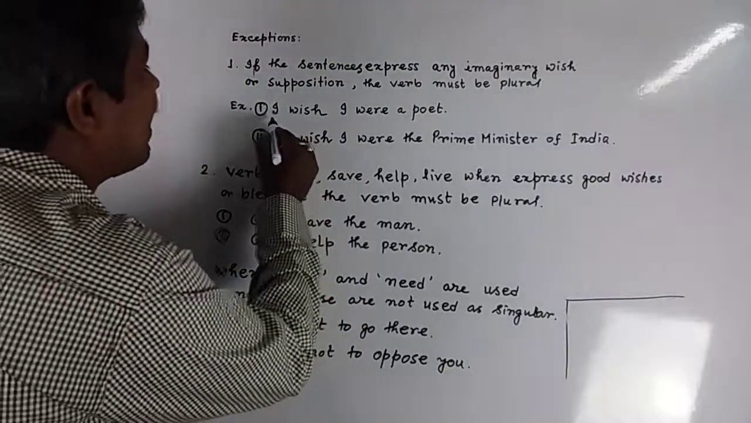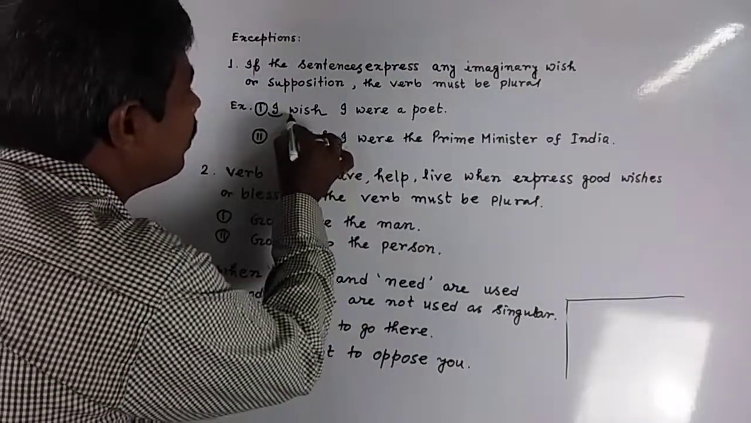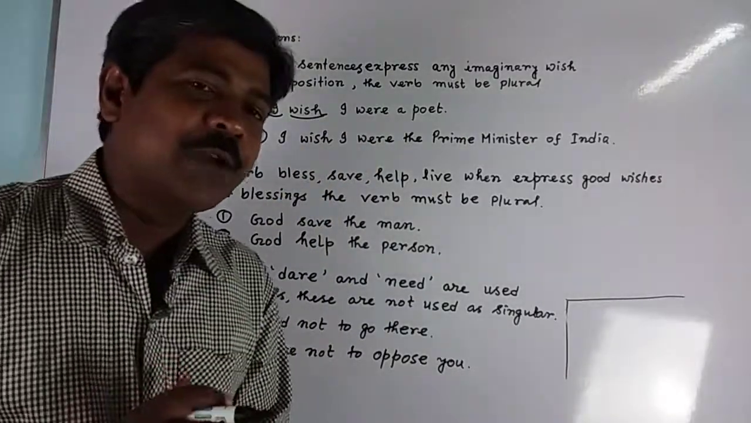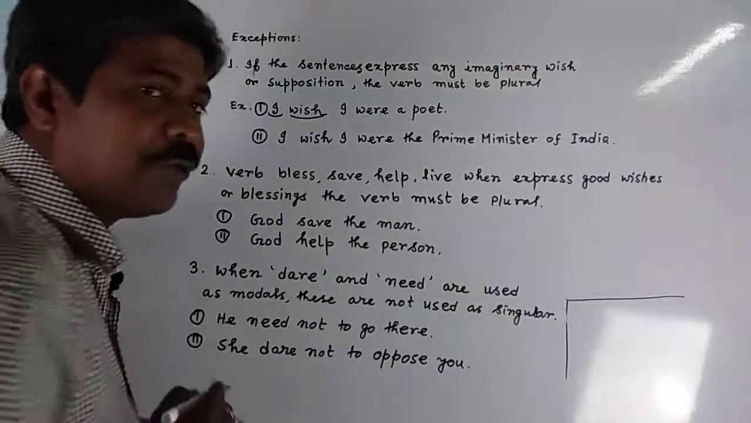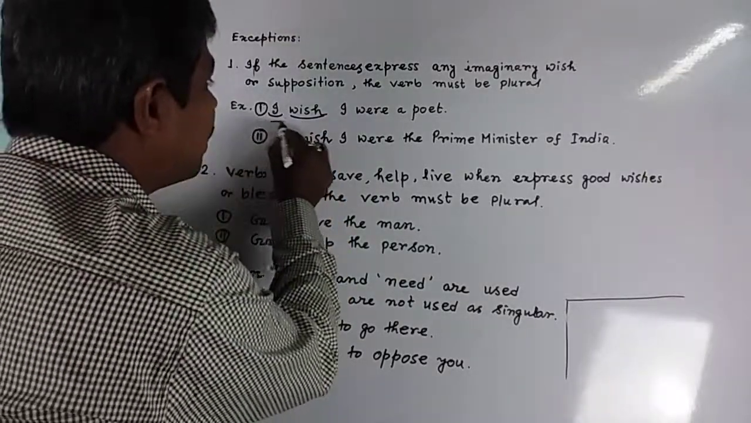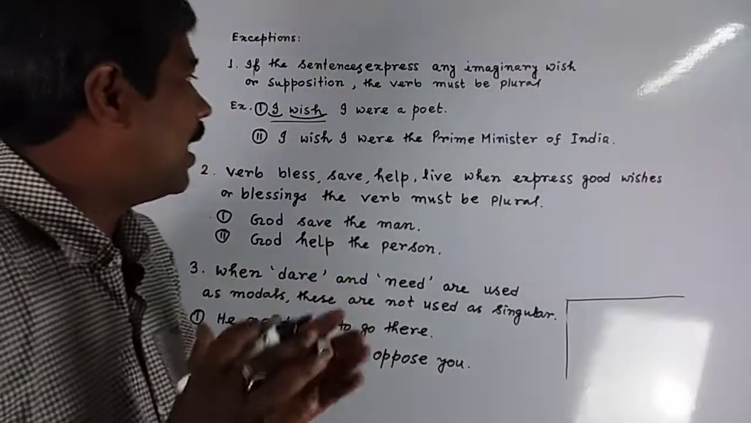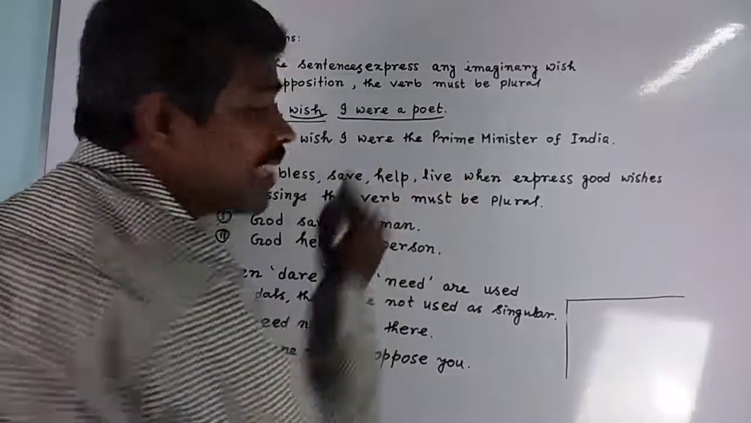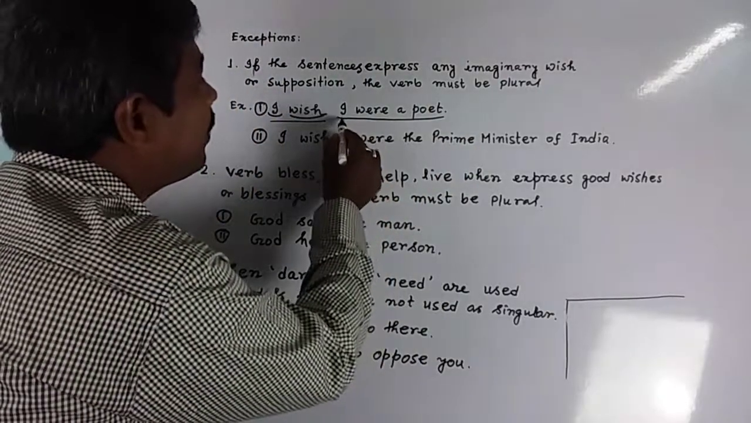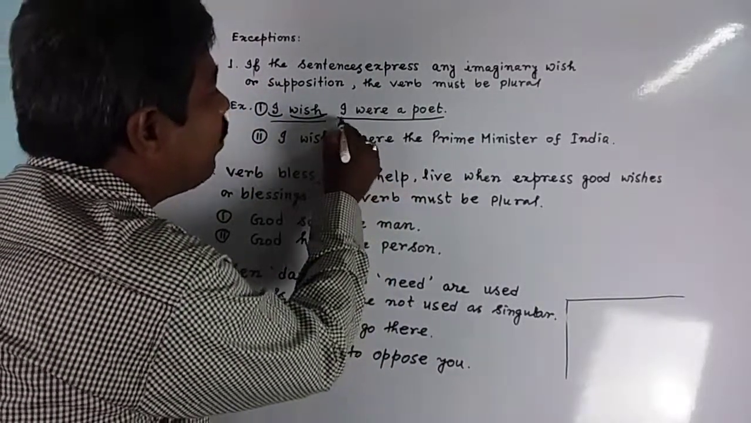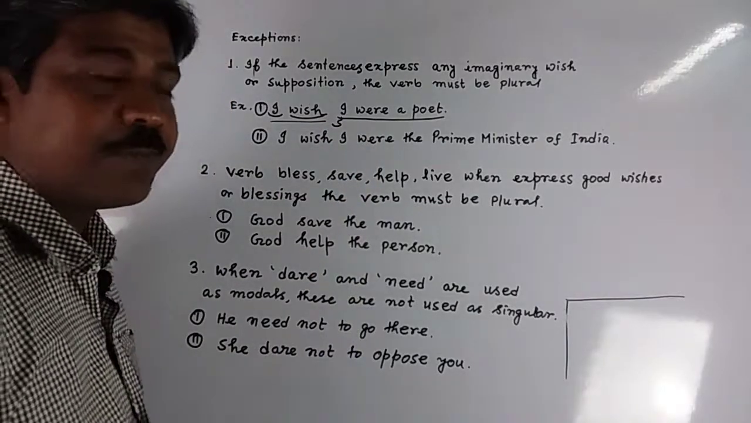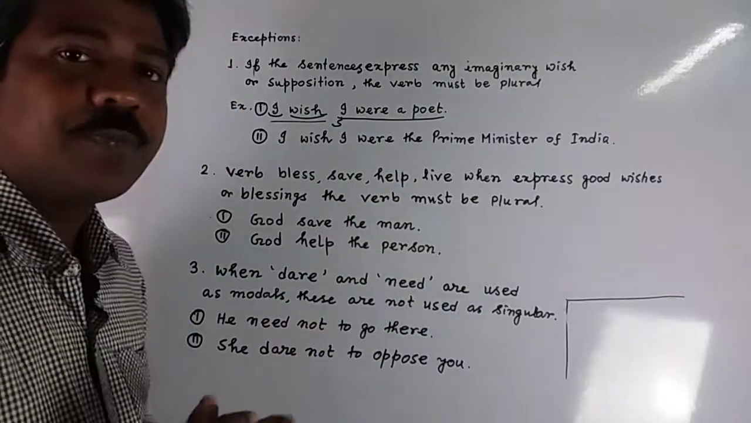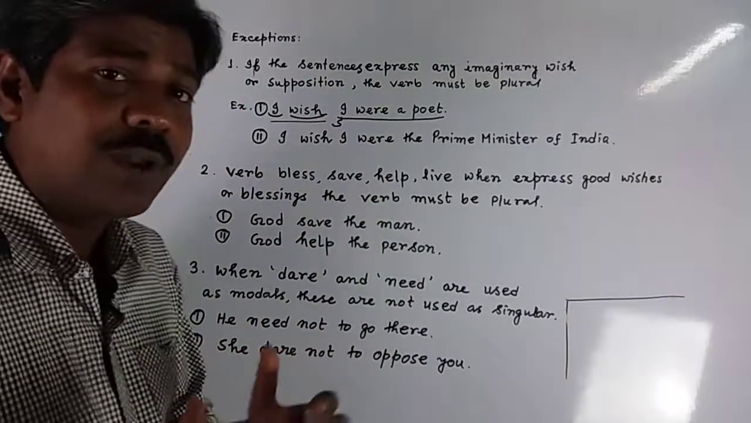Here the subject is I, and wish is the verb. I is the singular subject and wish is the singular verb. This is not imagination, just I wish. This part is imagination. This is the imaginary part. Here you can see the subject is I. It is singular, first person singular. So we should write down am.